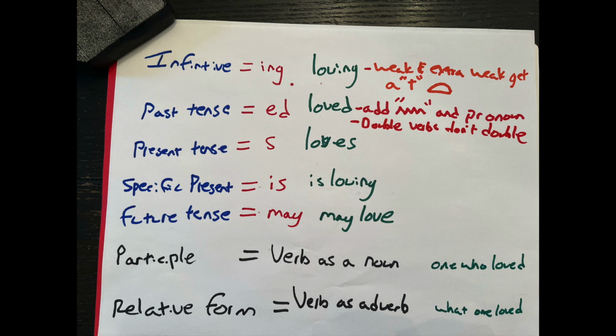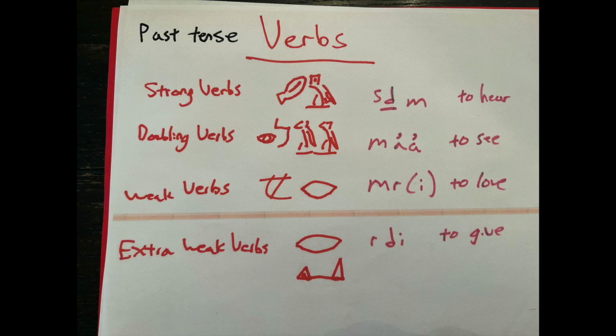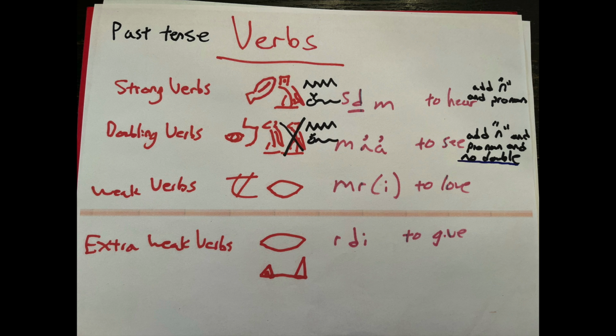So excellent. We've now covered infinitives and past tense. So we'll continue to go through the other tenses, some which occur in English and, well, some that don't. But knowing that to get into the past tense, to go from to hear, to see, to love, to give, well, we're going to, for each tense, add an N, water sign, and a pronoun. So this becomes your sort of cheat sheet for past tense verbs.